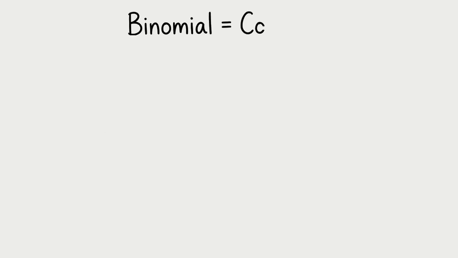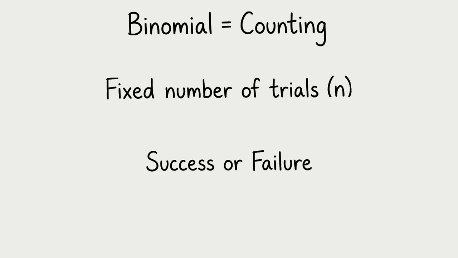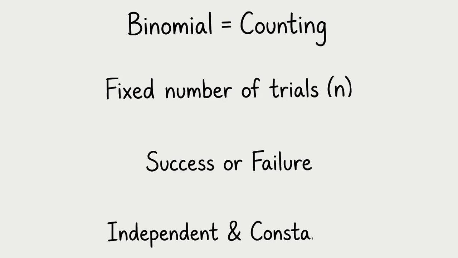The binomial distribution is about counting. It answers questions like, how many successes occurred? You are counting how many times something happened out of a fixed number of trials. Each trial has only two outcomes, usually called success and failure. The number of trials is fixed in advance. The trials are independent, and the probability of success stays the same every time.